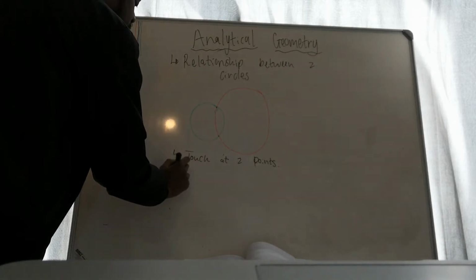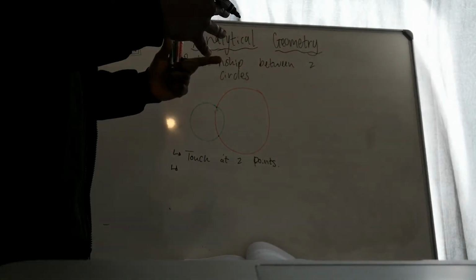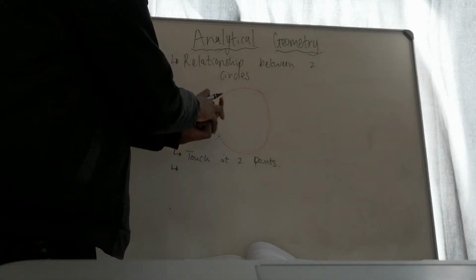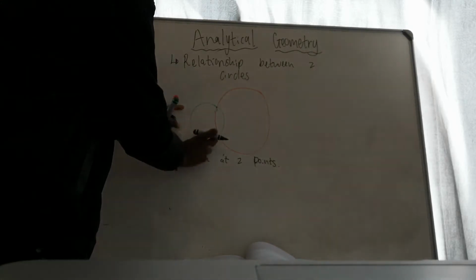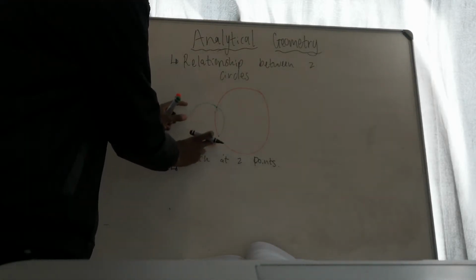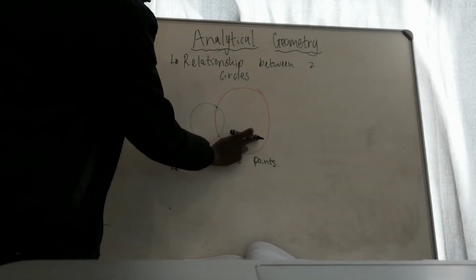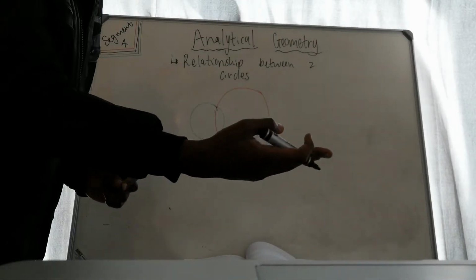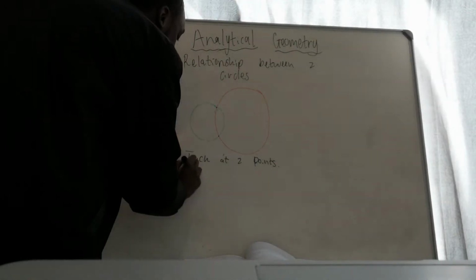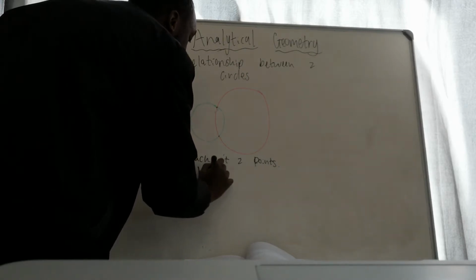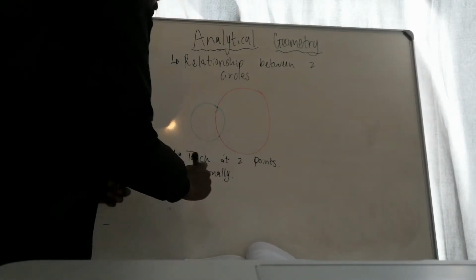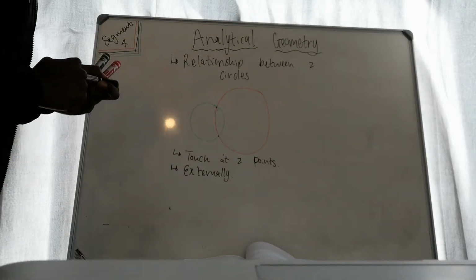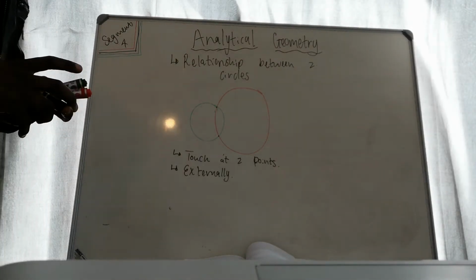When they do touch, they're touching externally, in the sense that they're not actually inside each other. Look at the green: most of it is outside the red and only a little is inside. The one outside is more, and that means these two are touching externally. They're touching, but with the green one being outside of the red one. Do you get what I mean? And so that is the relationship between these two circles.